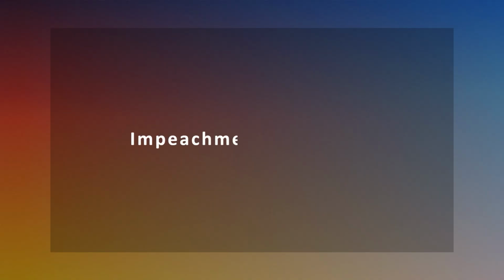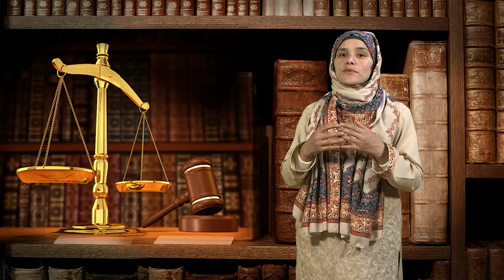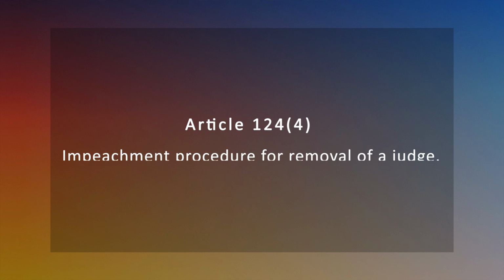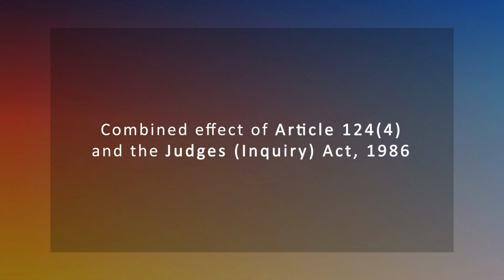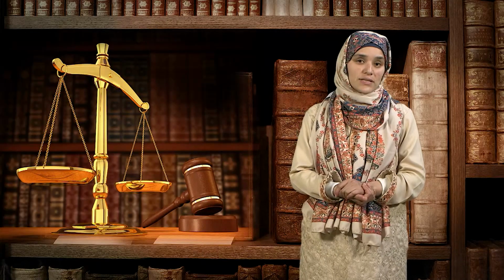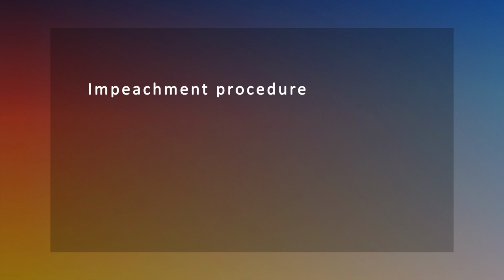Now we'll discuss the impeachment of a judge in the Indian Constitution. The procedure for the removal is contained in Article 124, Clause 4, which is commonly called the impeachment procedure for removal of a judge. The combined effect of Article 124, Clause 4 and the Judges Inquiry Act 1986 is that the following procedure is to be observed for the removal of a judge. This is commonly known as impeachment.